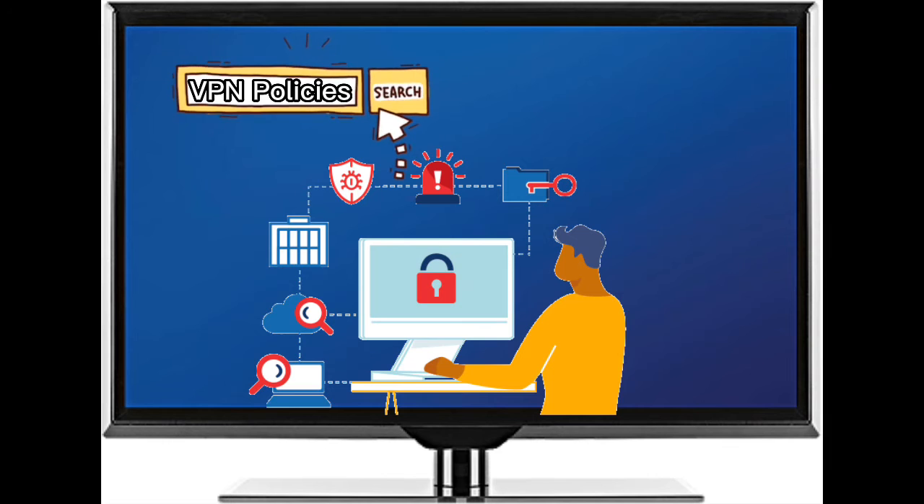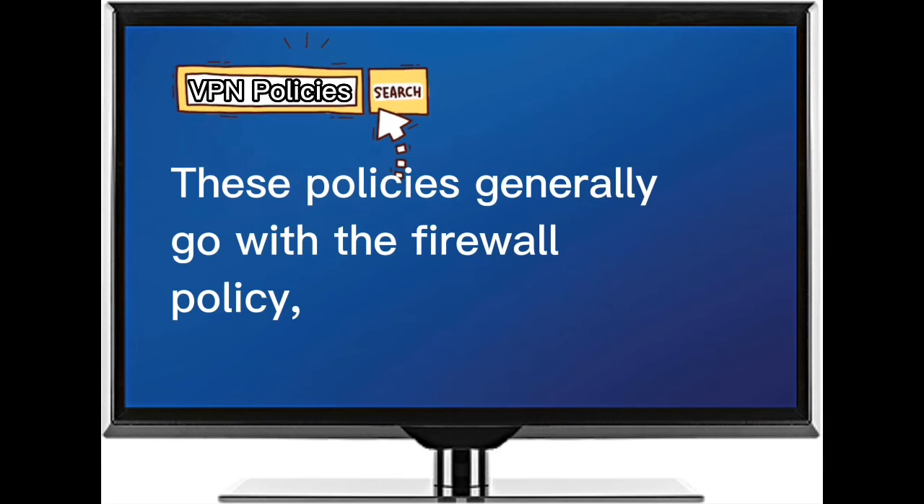VPN policies. These policies generally go with the firewall policy. It defines which users should have VPN access and with what rights, for site-to-site connection with partners. It defines the access level of the partner to your network, type of encryption, and so on.